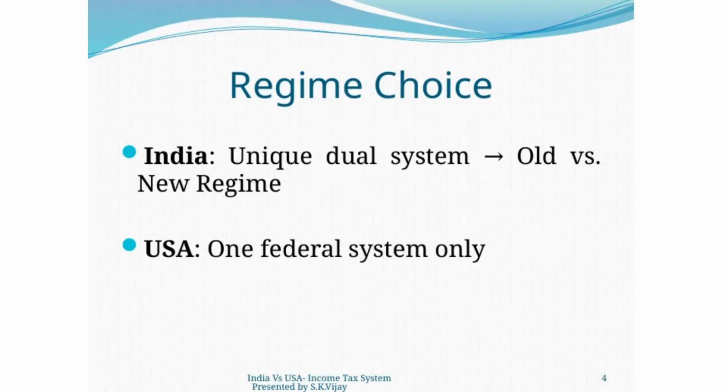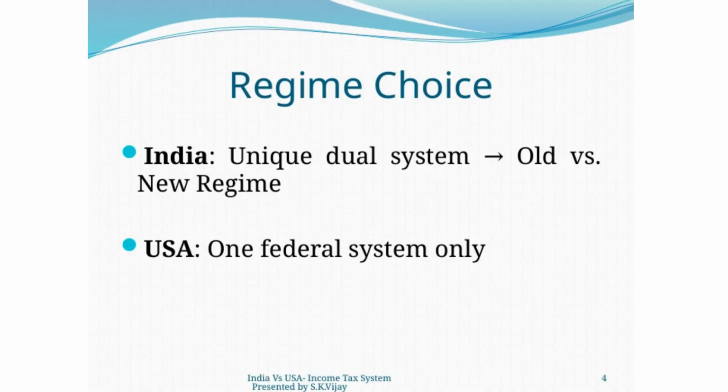Let's take a closer look at the regime choice in these two countries. Starting with India, it has a unique dual system. Essentially, India operates with an old regime and a new regime side by side. This means that different sets of rules or tax structures might apply depending on the context or the type of income. It's a bit more complex, but it allows for flexibility in managing taxation. In contrast, the United States follows a single federal system. There's only one overarching federal income tax system that applies uniformly across the country. This simplicity in structure makes it easier to administer and understand, especially for taxpayers.